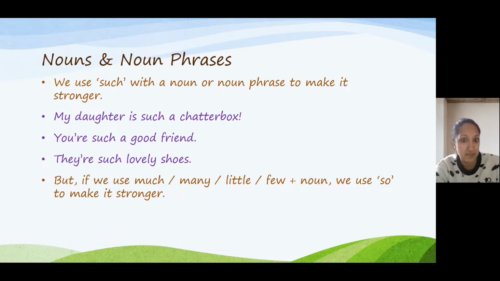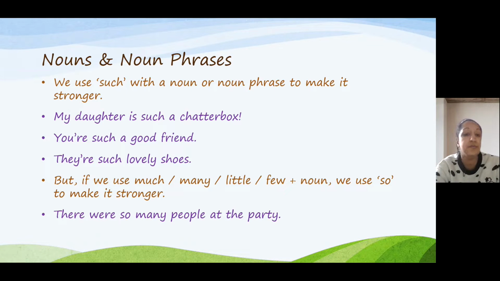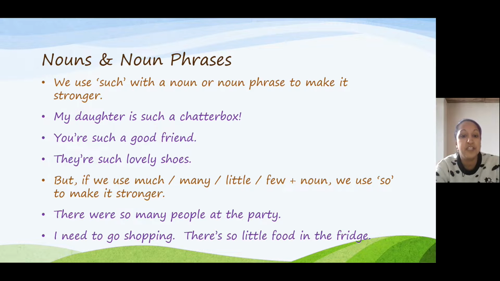But if we use much, many, little, or few before the noun or noun phrase, we use so to make it stronger, not such. For example, there were so many people at the party. I need to go shopping. There's so little food in the fridge.